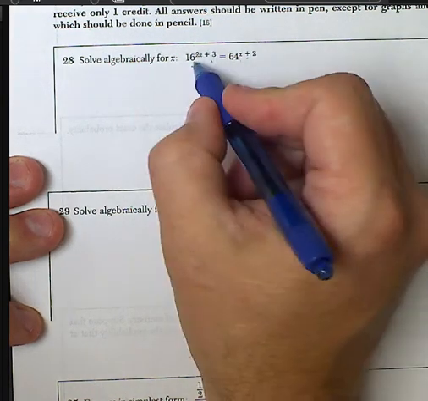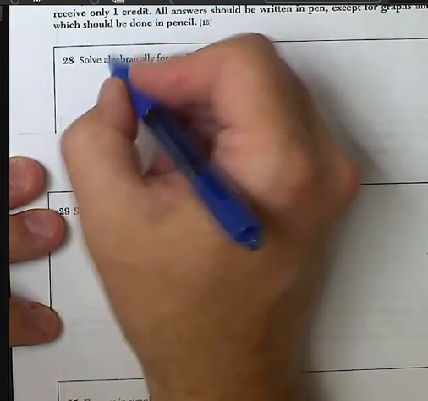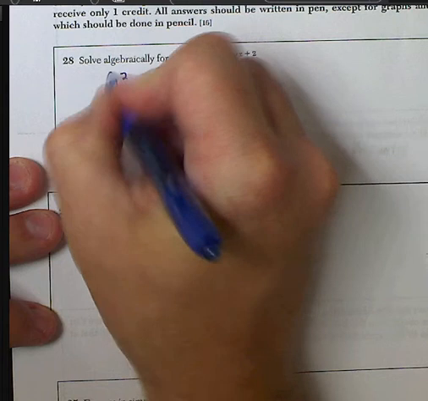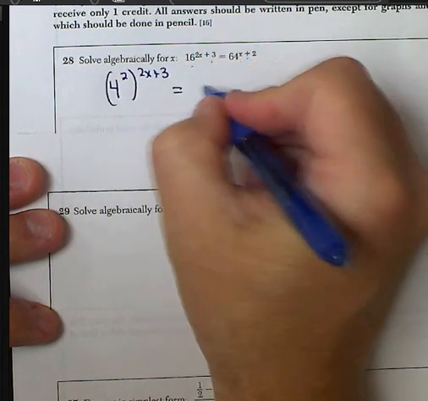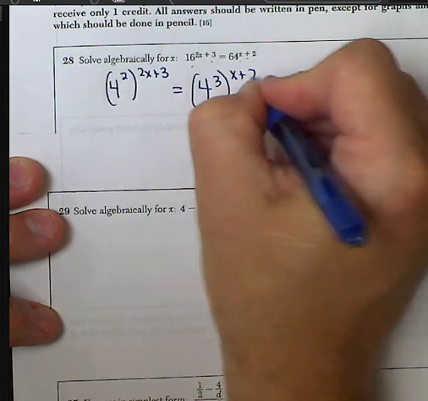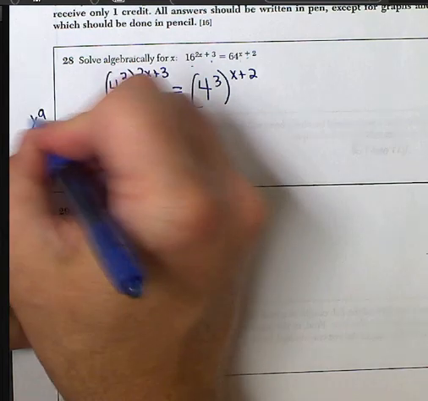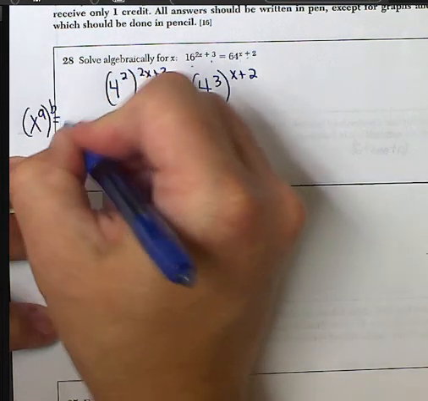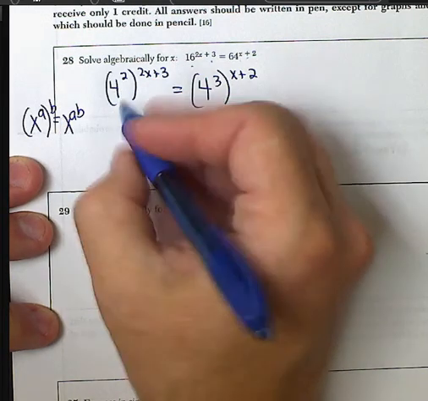So I can't write 64 as a base of 16, so we're going to break this down. 16 is really 4 squared, and then that's being raised to the 2x plus 3. 64 is really 4 cubed, and then that's being raised to the x plus 2. Remember the law of exponents: when you have x raised to the a and then to the b, this is where they multiply.